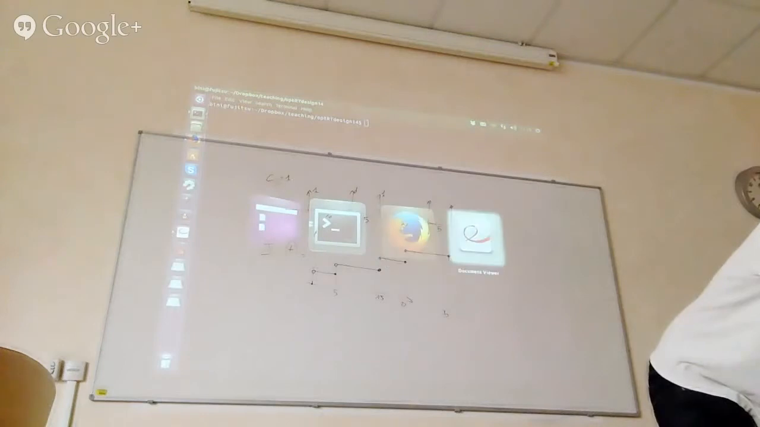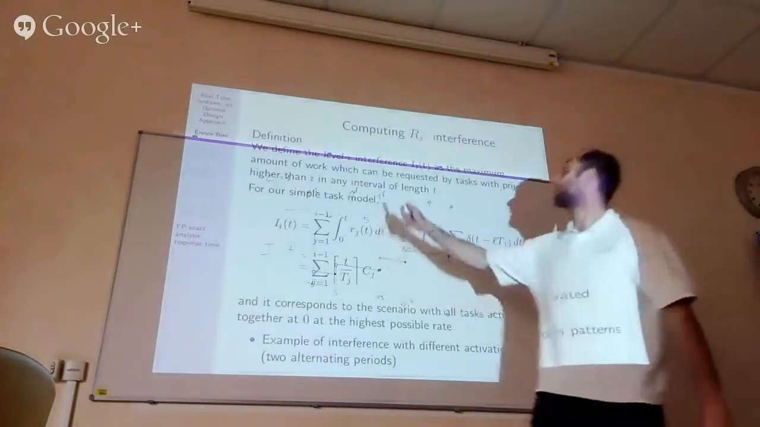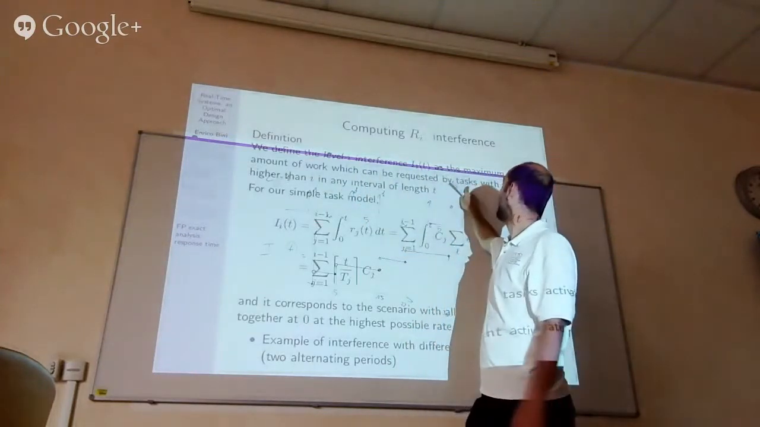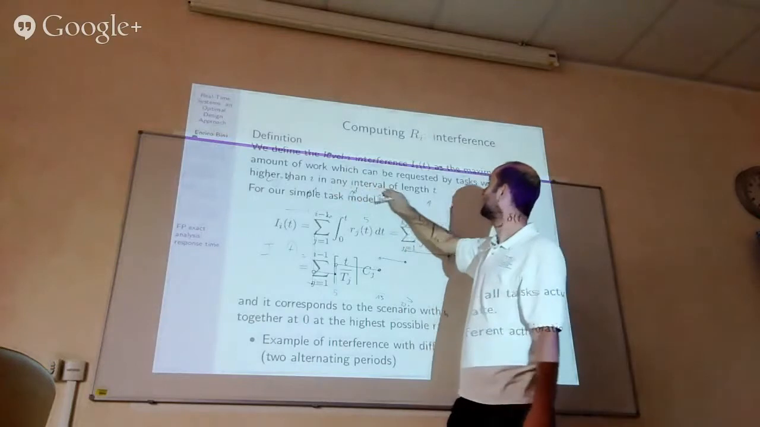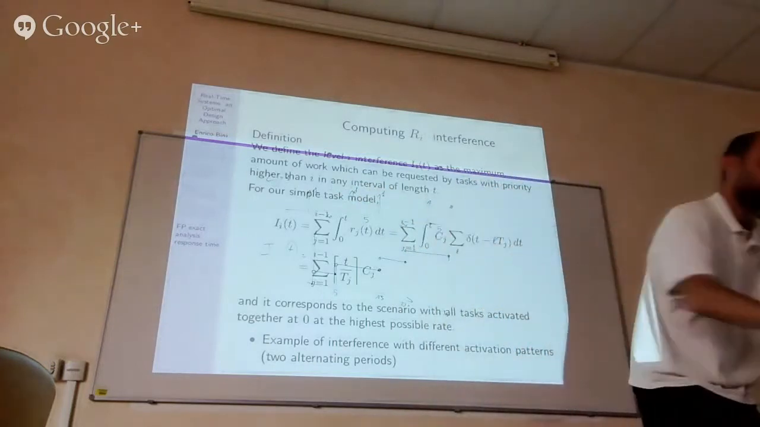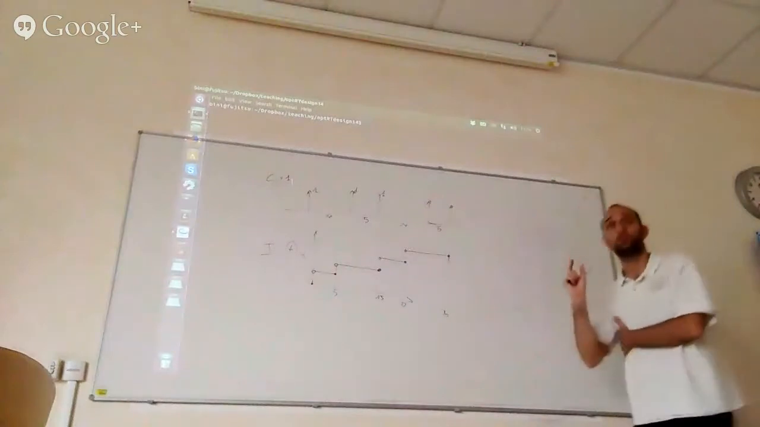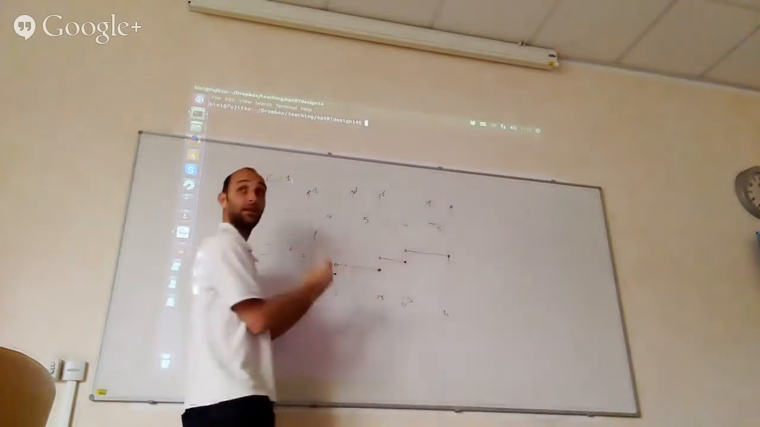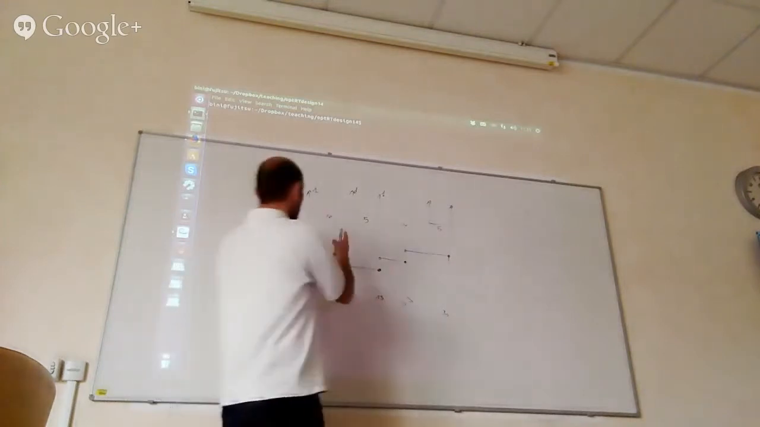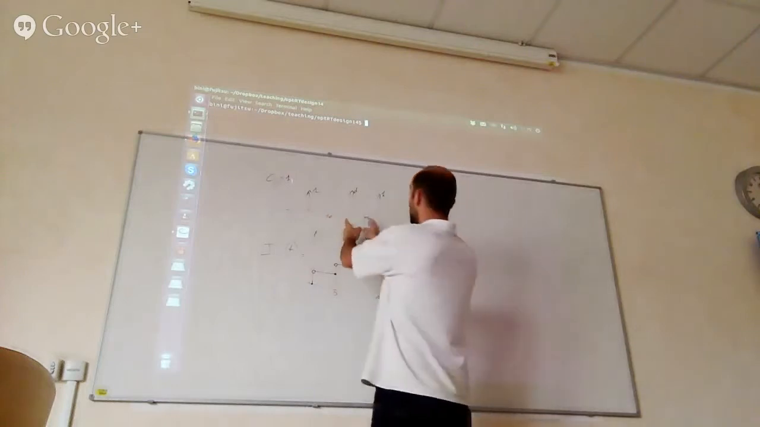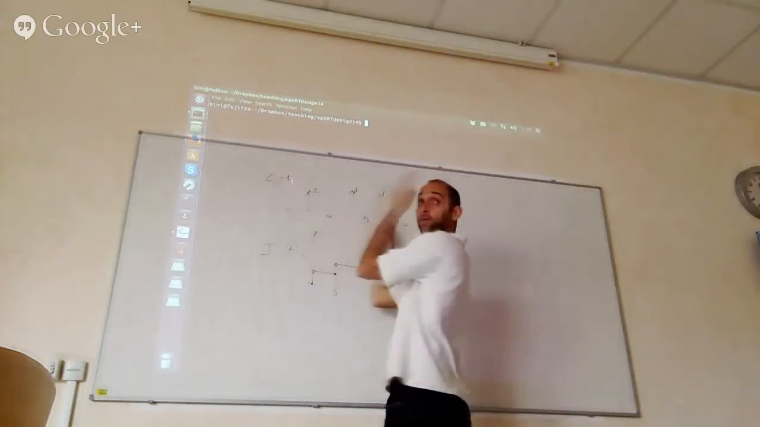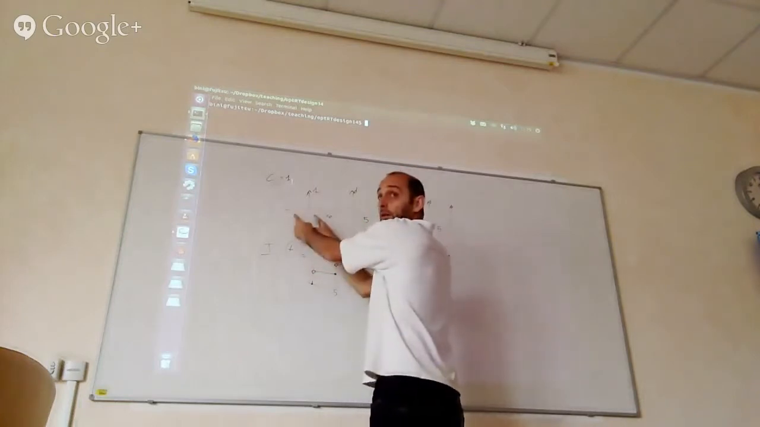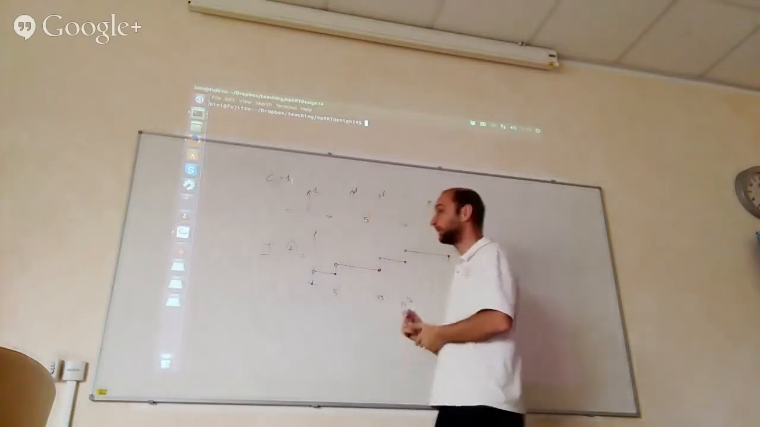Okay, let's see. The interference is the maximum amount of work which can be requested by tasks with higher priority in any interval of length t. Yeah, exactly. It's the maximum in any interval of length t. So if I take an interval of length 6, where is it worst to put it? It is worst to put it here, because here I have 2 requests. If I put it here or here I have 0 requests. Here I have 1, here I have 2, so it's worst, okay?